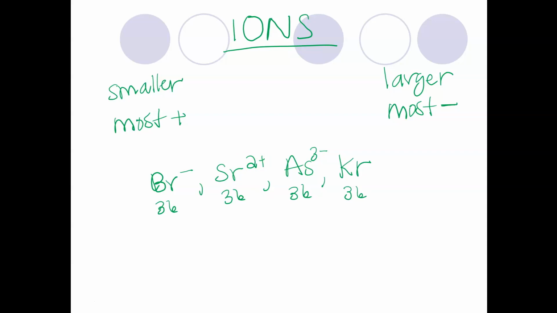So in order to rank them, I'm going to have to look at my charge thing, because otherwise I can't rank them in any other way. So the most positive of these charges is strontium with a 2+. The most negative of these is arsenic with a 3-. And then we're just going to fill them in as we go. So if strontium is the most positive, the next most positive is krypton, which is a 0, and then bromine, which is a 1-.